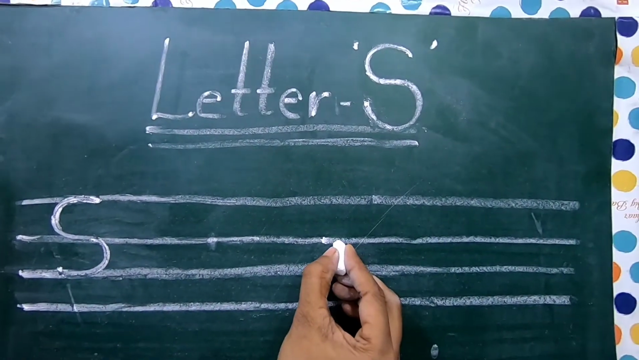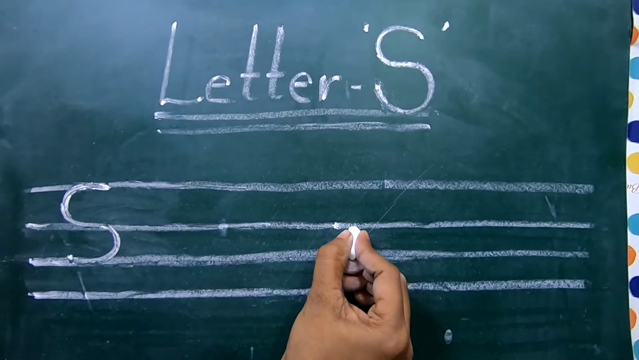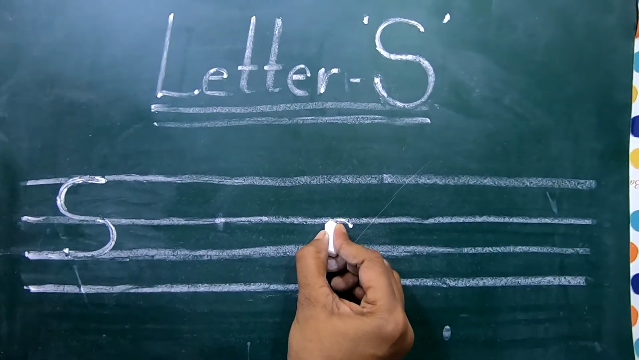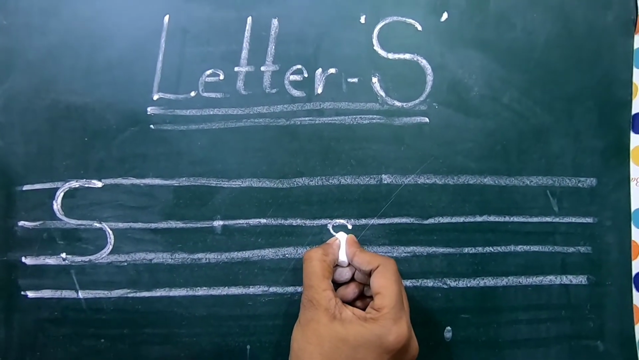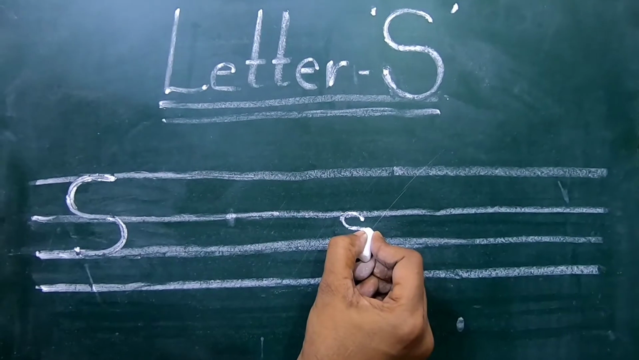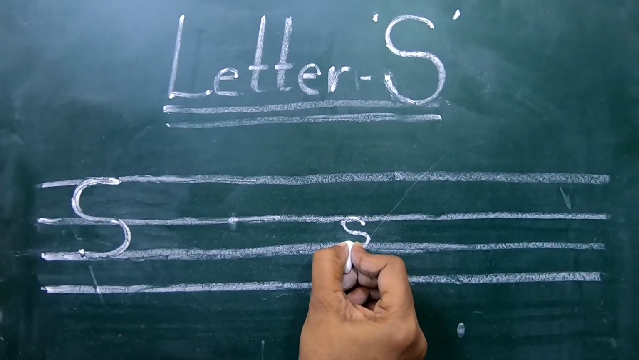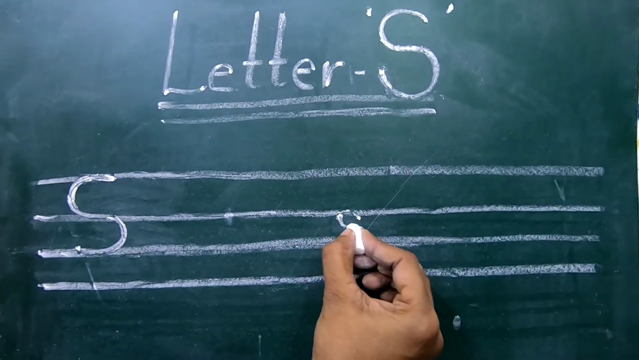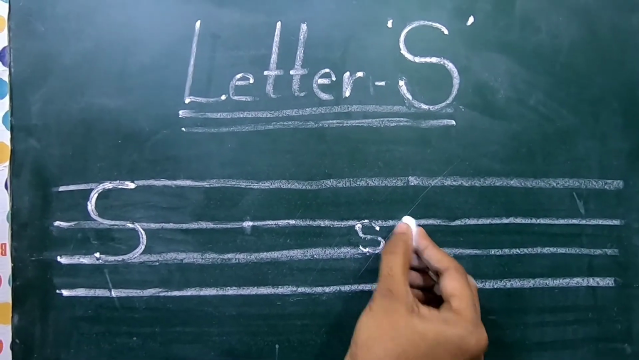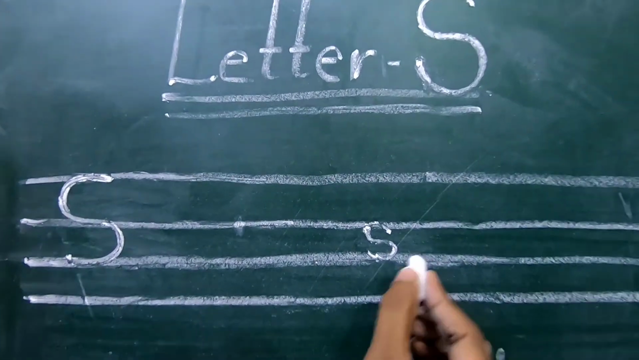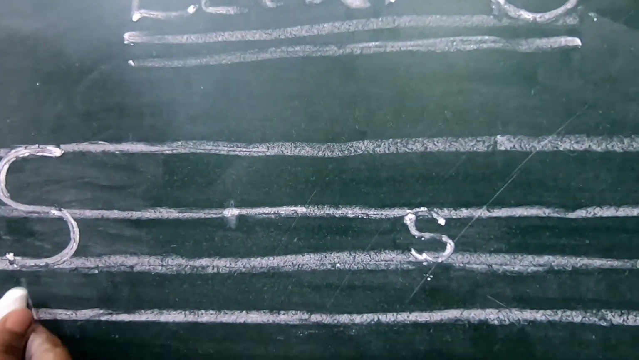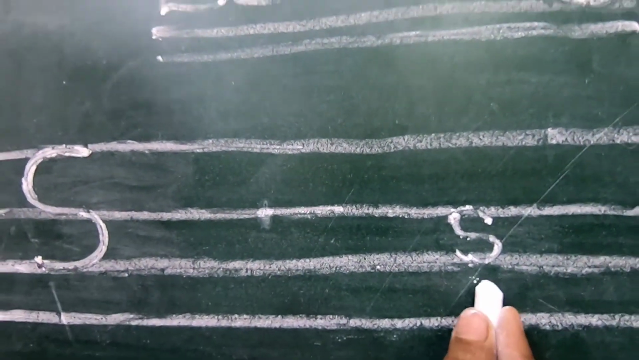And for small s, what we have to do? We have to start from the waistline. Just the same thing which you have done, but you have to make it within these two lines. This S should be made between the waistline and baseline. This is small s. So capital S and small s.